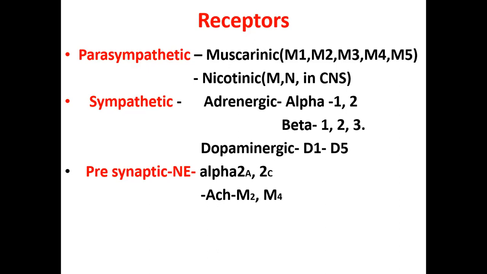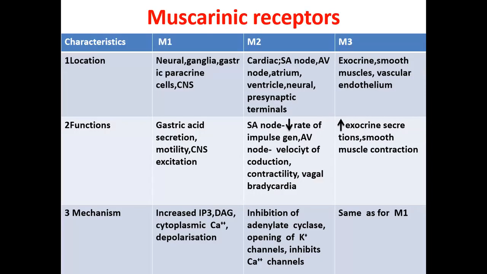Then we have the sympathetic nervous system, which consists of adrenergic receptors like alpha and beta: alpha 1, alpha 2, beta 1, beta 2, and beta 3. Dopaminergic receptors are D1, D2, D3, D4, and D5, which are D1-like and D2-like receptors. The presynaptic norepinephrine terminal mainly has alpha 2A and alpha 2C receptors, and it also has presynaptic acetylcholine receptors of the M2 and M4 types.